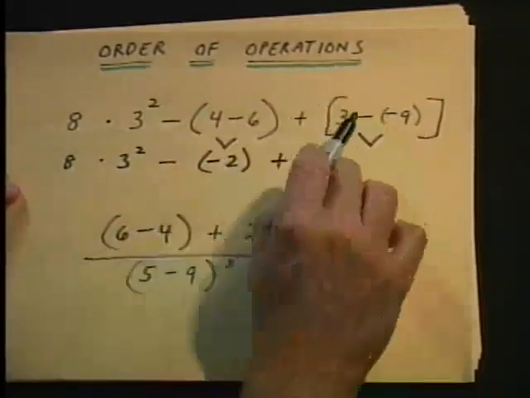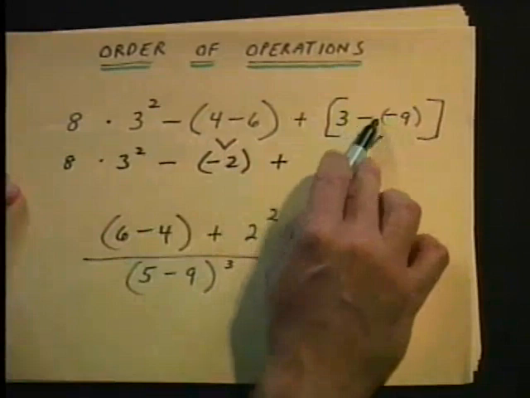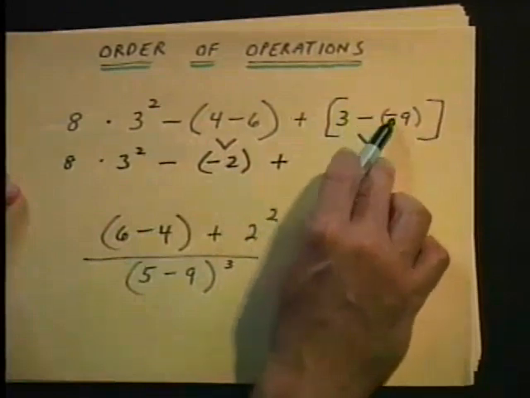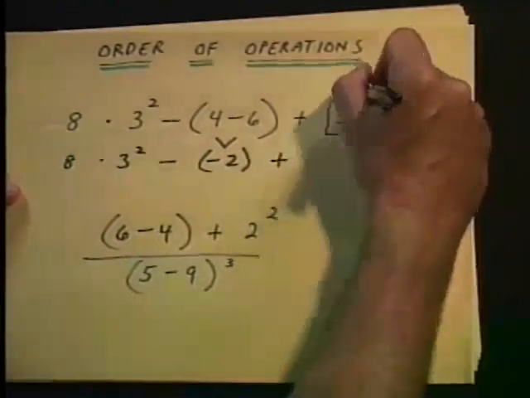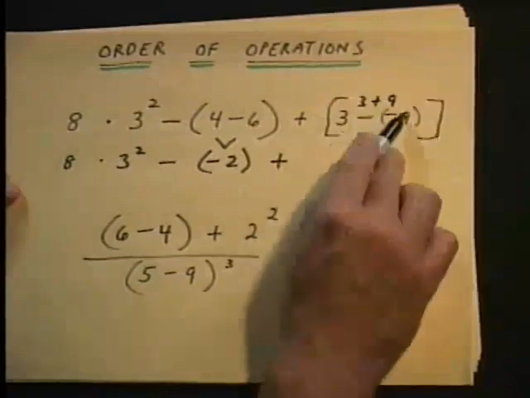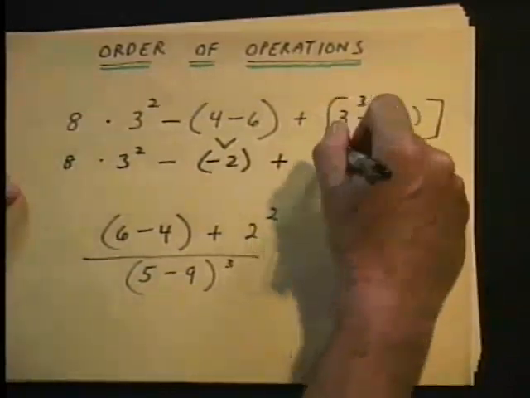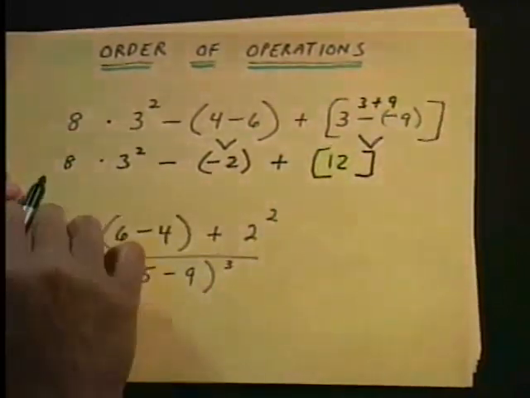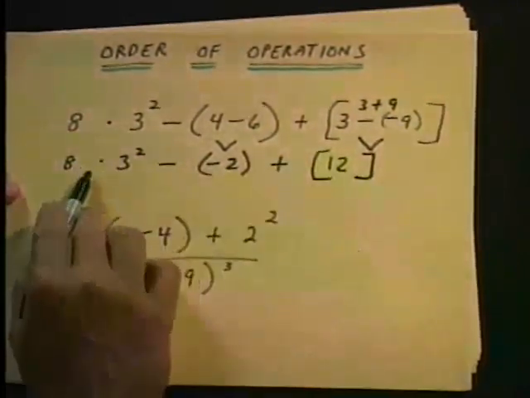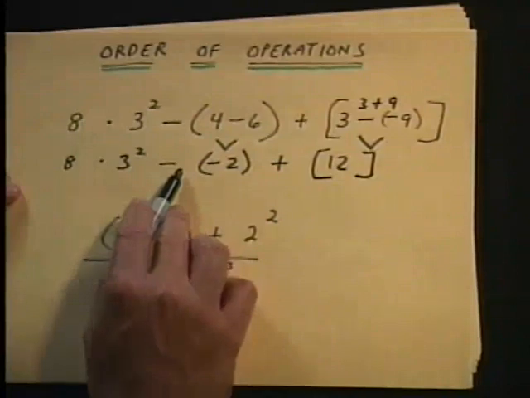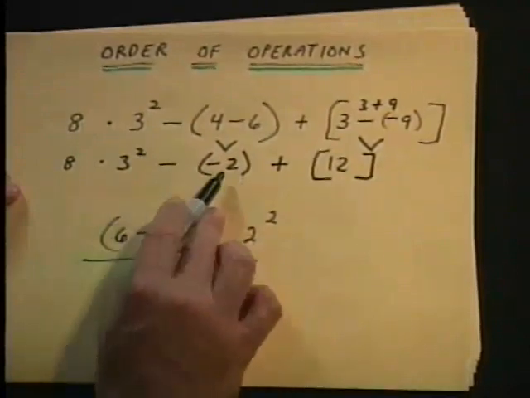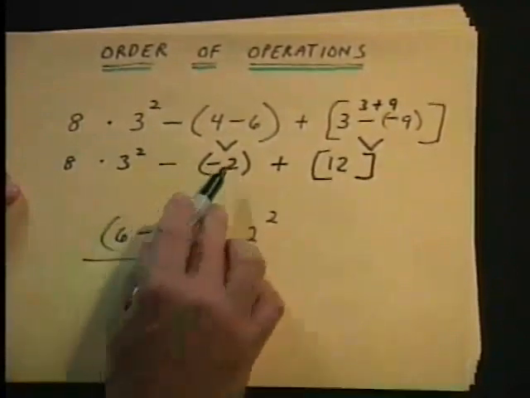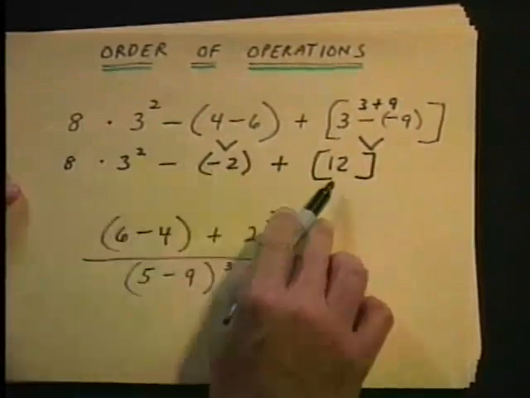plus 3 minus negative 9. There's that old double negative property that means change that minus a negative to addition, which is really 3 plus 9, so this bracket comes out to be 12. All right. Now the next step, we've got some multiplication, exponent, subtraction, and minus and negative here. Ooh, look at that double negative property twice there, plus 12.